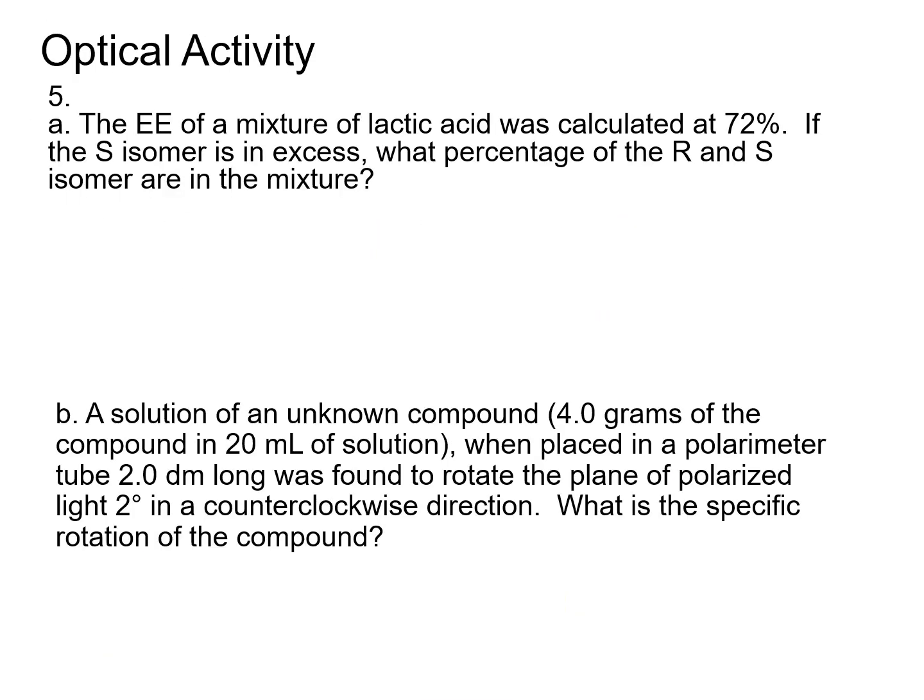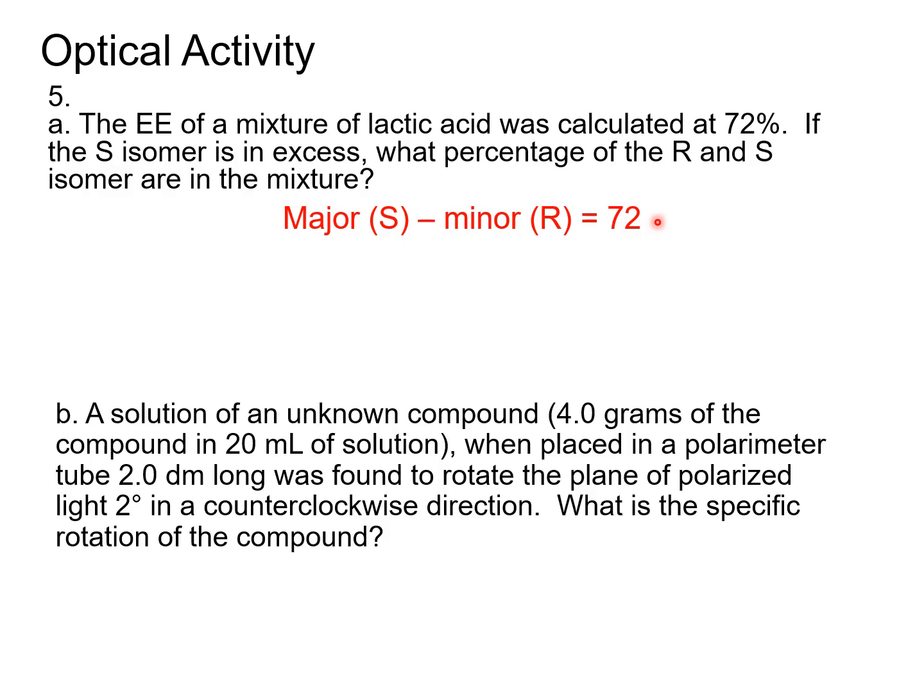I did want to throw some of these in there, just to remind you of the equations that we need to remember. So our enantiomeric excess, this is our major enantiomer minus the minor enantiomer. In this question, it's telling me the S isomer is in excess, so it's telling me that the major has to be S, the minor has to be R, and the difference between those is 72%.